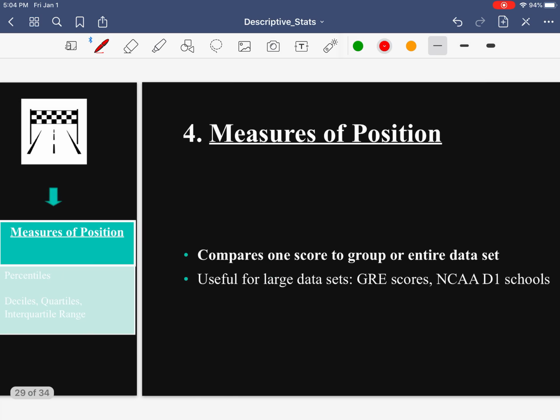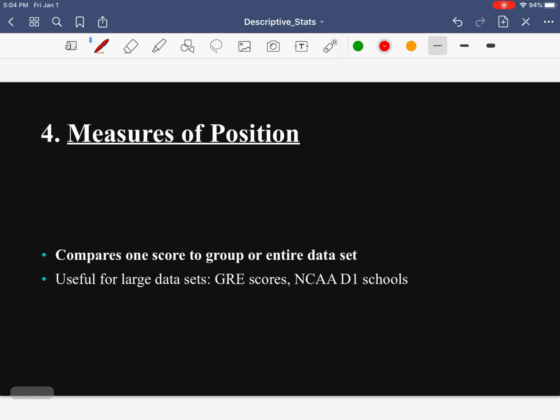Our last example of a descriptive statistic would be a category known as measures of position. Percentiles, folks, that's what it is. And we're almost done, look at that. Any type of measure of position compares one score to a group or an entire data set. The best example of this would be like SATs or GREs, right? You get your results and you see the percentile. It's a comparison of your score to either a group. You can look at your percentile of how you did in relation to your state, or you could compare your one score to the entire data set.